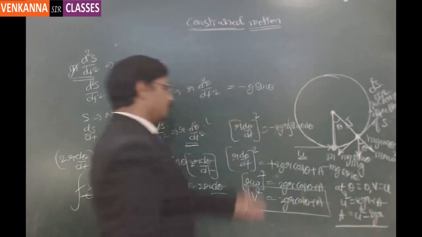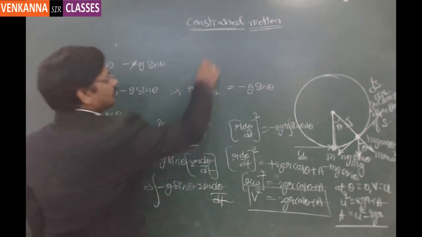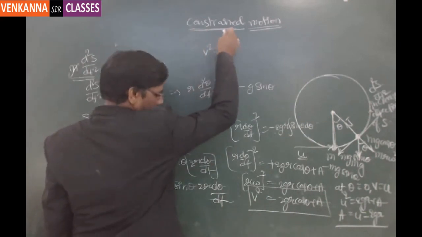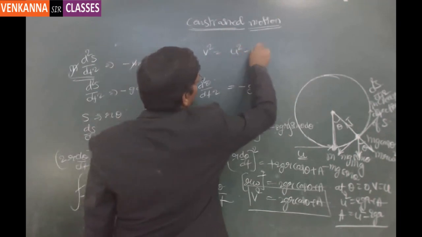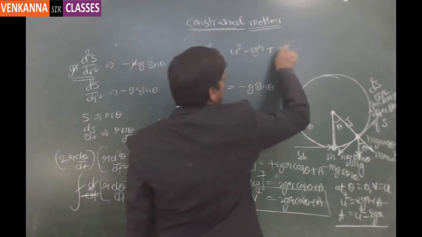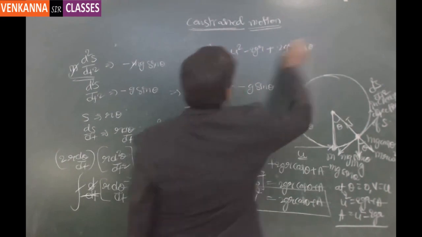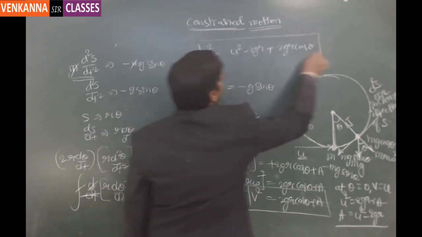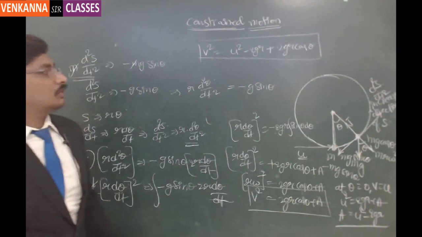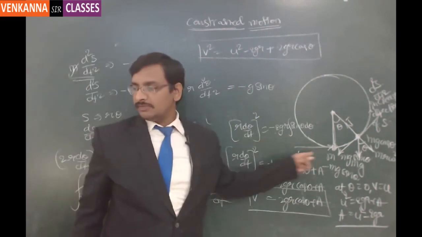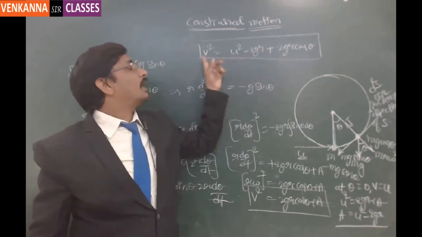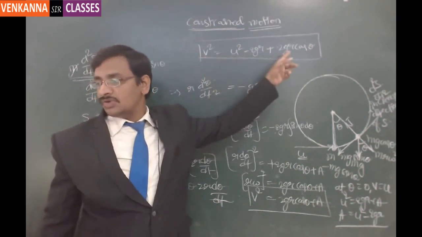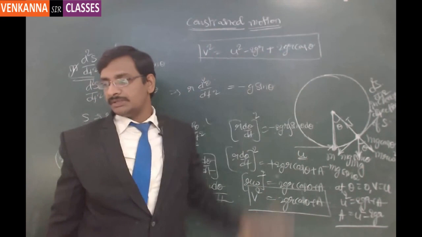And this value you can put back. So v square is equal to u square minus 2gr plus 2gr cos theta. So this is the relation of velocity and angle theta. For a certain velocity you have given here, the angle theta and the velocity at any instant are going to be related by this relation.